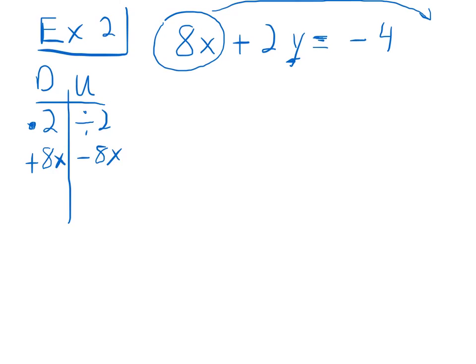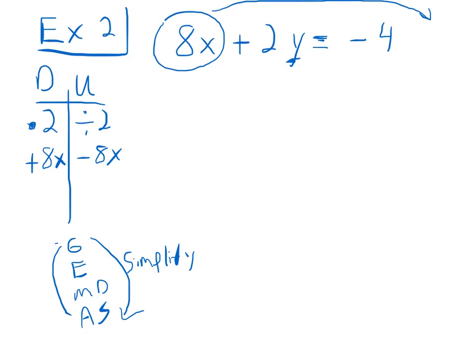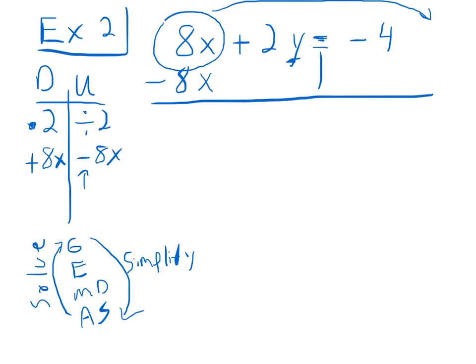Now, if I use reverse GMDAS, because I want you to get this down as a reminder: when we simplify, we use regular GMDAS. But when we solve, we use reverse GMDAS. In this case, we are solving for a variable, so we need to use reverse GMDAS, which tells me I need to subtract 8x first. Whenever I add or subtract, I do the upside down T. Subtract 8x.